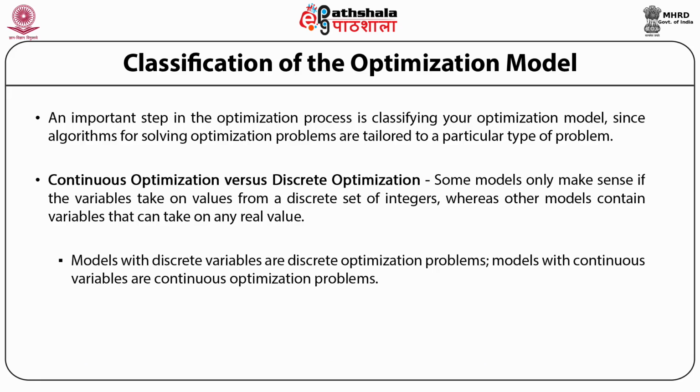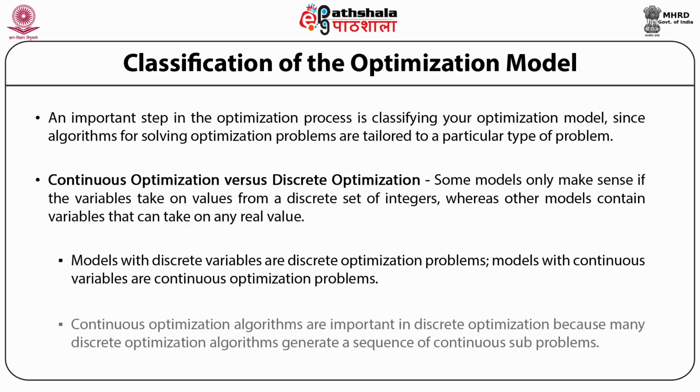These tend to be easier to solve than the discrete optimization problems, as the corresponding objective function and the constraints at a certain point can be used to deduce information about points in its neighborhood. Continuous optimization algorithms are important in discrete optimization because many discrete optimization algorithms generate a sequence of continuous subproblems.